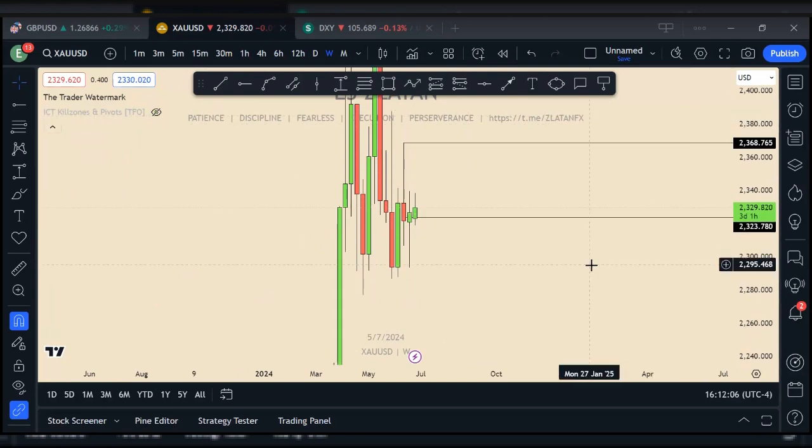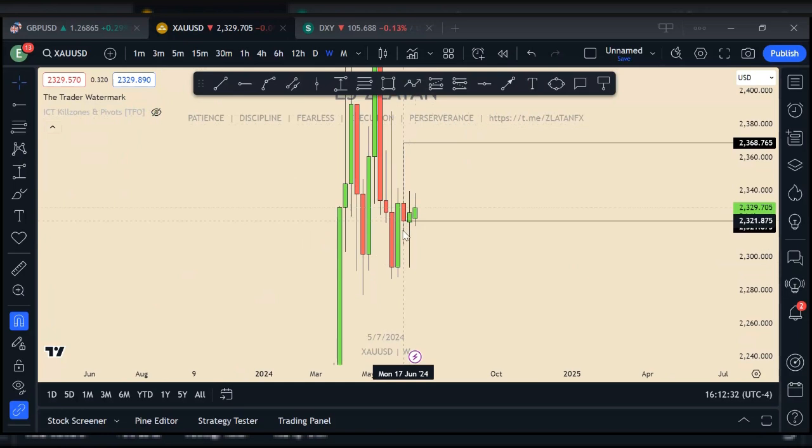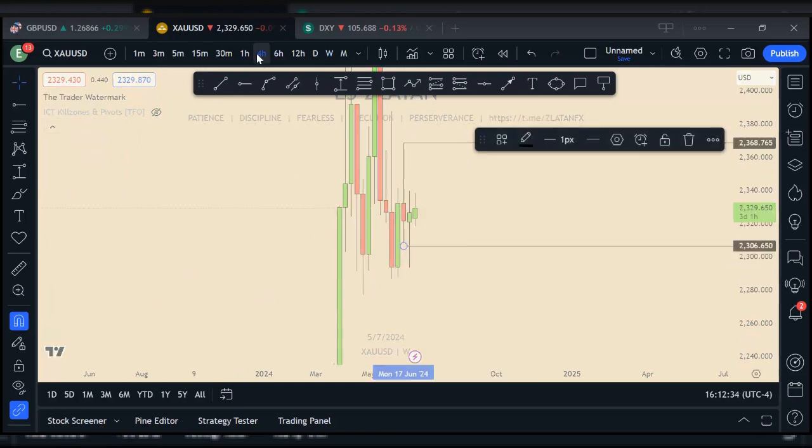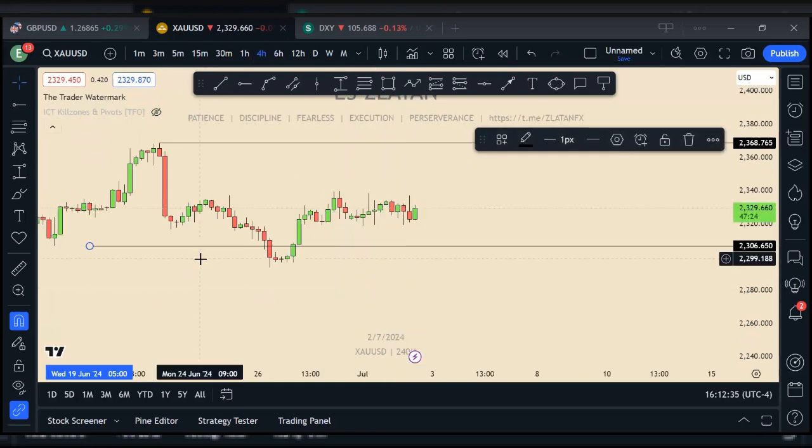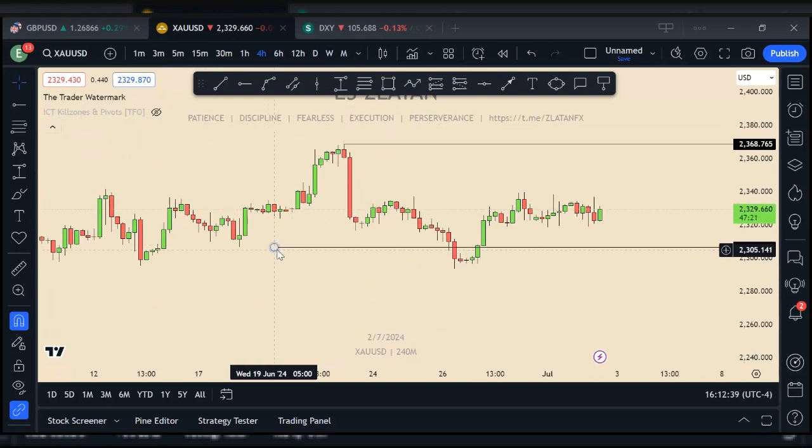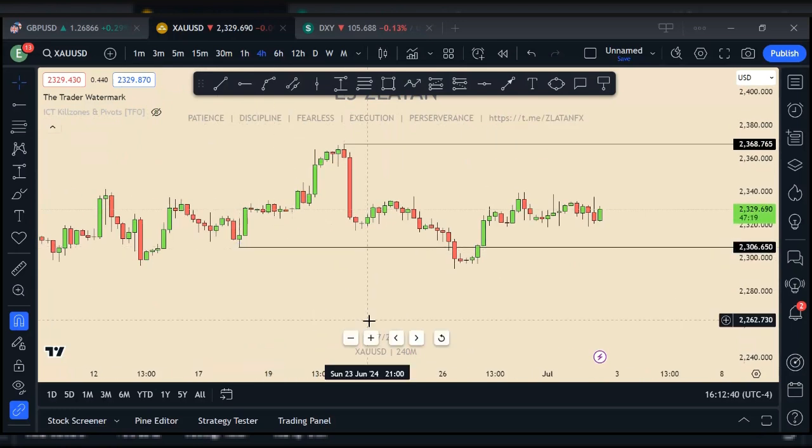So the narrative here is this. Buy side liquidity, old highs, are higher time frame candle highs. Sell side liquidity, old lows, are higher time frame candle lows. Meaning the sell side liquidity you're marking on your lower time frame is equivalent to a candle low on the higher time frame. You want to listen to that again.